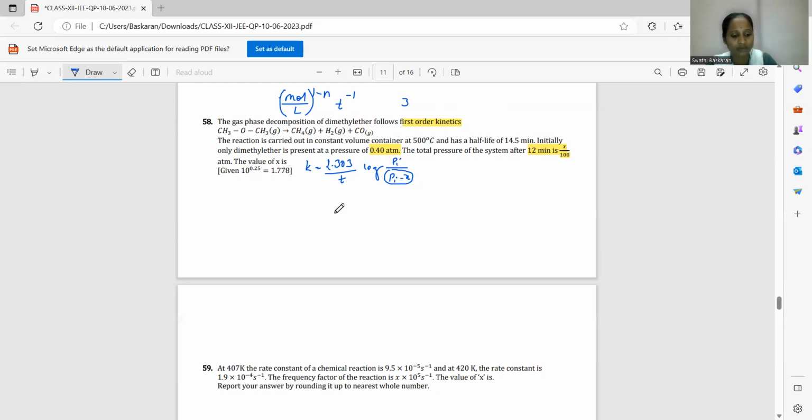And one more hint here: they have not given the time, they have given the t half, that is the half-life period. Using the half-life period, we will determine the value of K. Okay, now we will try to solve it.